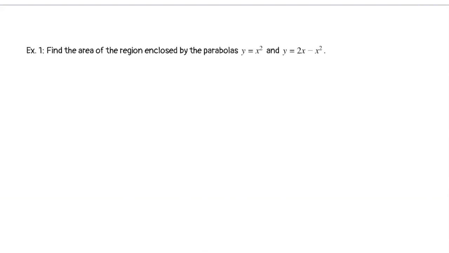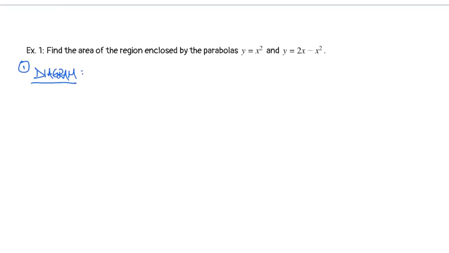All right. So a typical question looks something like this. Find the area of the region enclosed by the parabolas y equals x squared and y equals 2x minus x squared. And so what I like to do is I like to start by, surprise, surprise, drawing a picture. I like to start with a diagram. And I will be asking you to start with a diagram, okay?